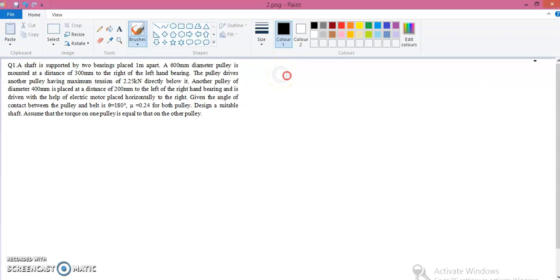So for that, I'll draw the shaft here. The length of the shaft is given as 1 meter and it is supported at the ends. So I'll show this is supported at the bearings, at the ends. The length I'm marking as 1 meter. So this distance is 1 meter, it is given.